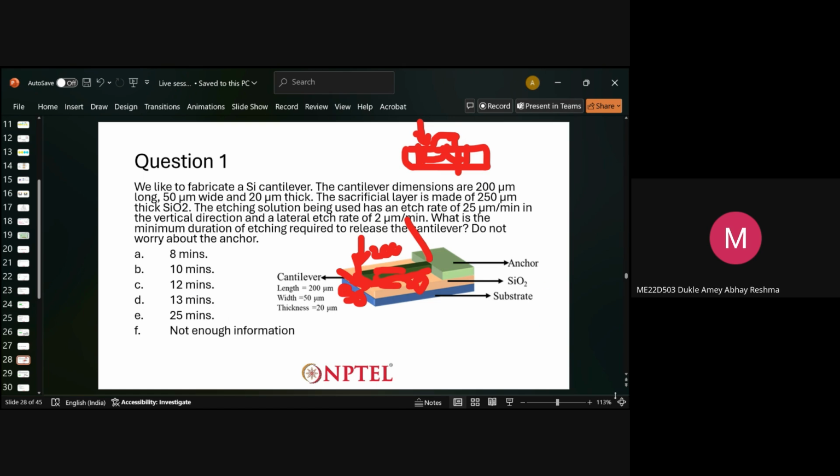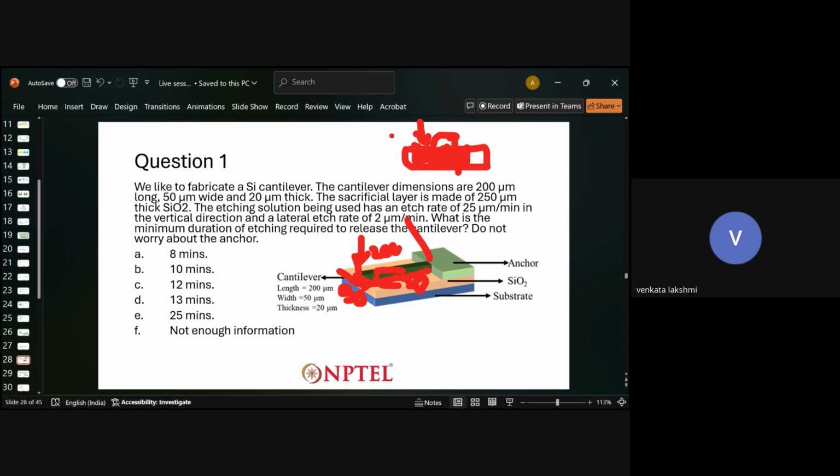What we are saying is that maximum it will go down till 250 micrometer, at 25 micrometer per minute. Sorry, yes, you need that information, because you need to remove all the 250 micrometer. You need that information as well as the lateral etching information. So 250 by 25, you'll have 10 minutes, which will be your answer basically. Okay, there is no 250 answer.